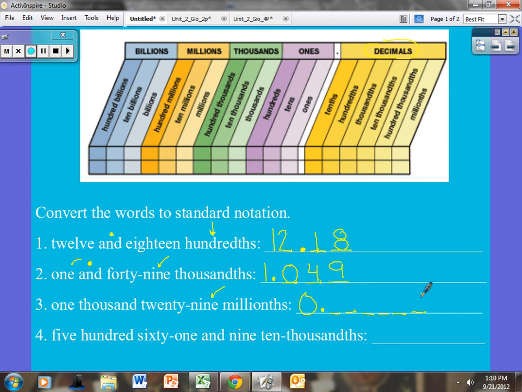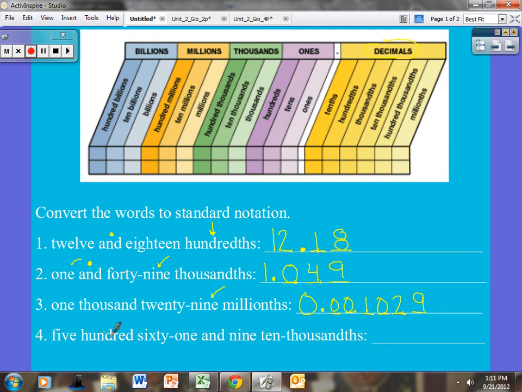It's 29, but it's 1,029. Now if I put a 1 here, that's 129. 1,000, the 1 goes here, the 0 goes here. That's 1,029 millionths, but I have 2 more place values that need to be filled, so I put 2 zeros.